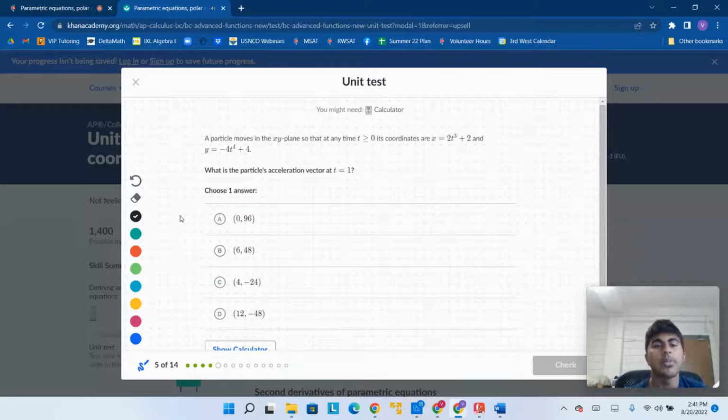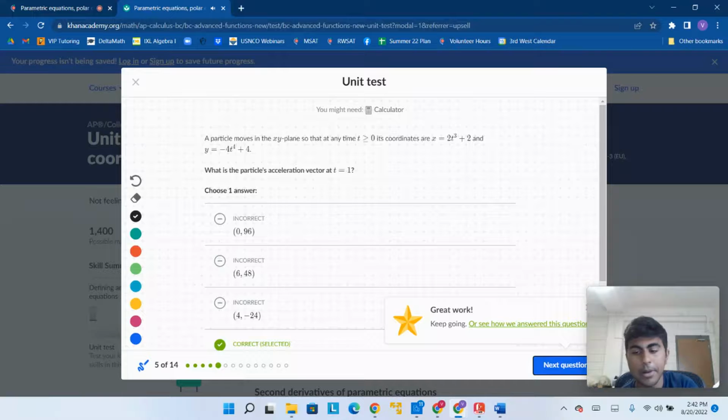A particle moves in the xy plane so that at any time t greater than or equal to 0, its coordinates are x equals 2t cubed plus 2 and y equals negative 4t to the fourth plus 4. What is the particle's acceleration vector at t equals 1? Well, I can take the second derivative of x, and I get 12t. And for y, it's going to give me negative 48t squared. So at t equals 1, that's going to be 12, negative 48. Right there. And we can keep going.